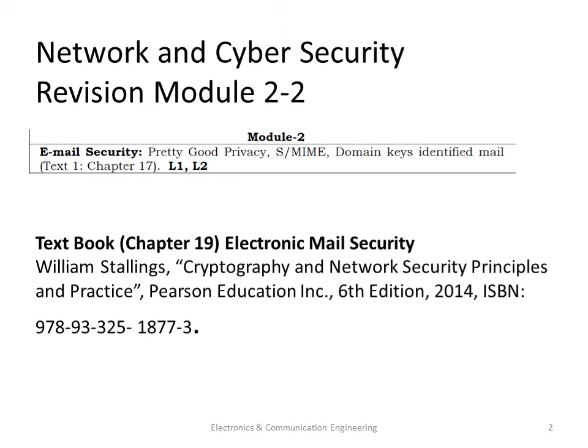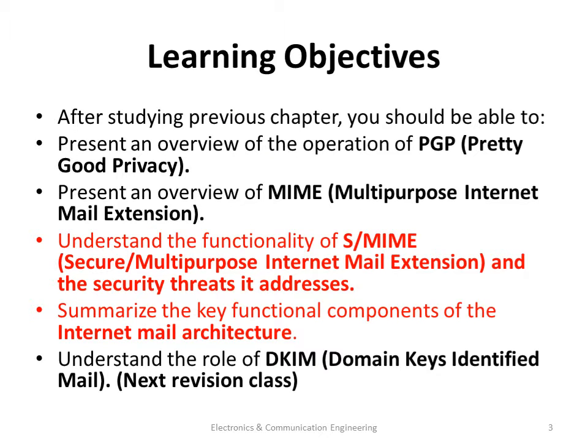So let us now continue with the revision module 2.2 email security, referring to the same textbook, chapter 19, William Stallings, Cryptography and Network Security Principles. The learning objectives: we have already done PGP, that is Pretty Good Privacy, and we have also seen an overview of MIME. In this, we will be looking at the functionality of S/MIME, that is Secure Multipurpose Internet Mail Extension, and also we will summarize some key functional components of Internet Mail architecture.